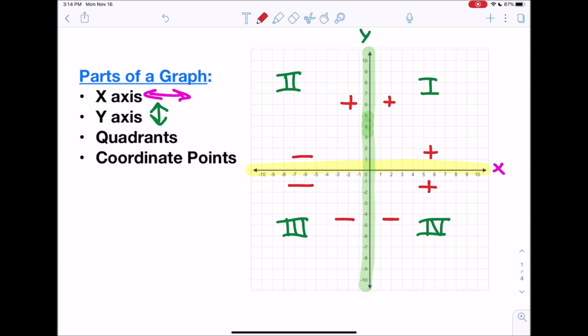You will be given points that you have to graph, and your points will consist of an x and a y that's either positive or negative, and you need to know where on the graph to graph them. Okay, now coordinate points can look like this. Let me change colors. You can have something like 2 and 3.